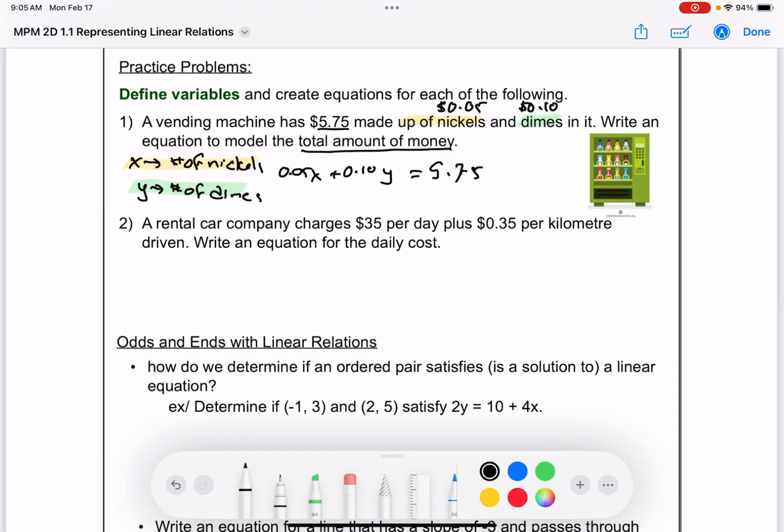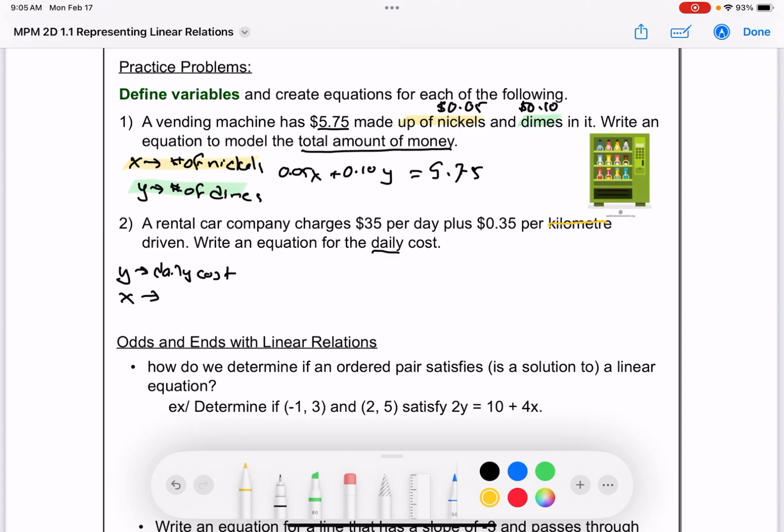The second example might be more familiar to you guys. We seem to do a lot of these in grade 9 because it's a straight y equals mx plus b equation. So what they're telling you there is it's $35 a day and then 35 cents per kilometer that you drive. And they want an equation for a daily cost, so that means 1 day, right? So one of the things that I don't know is the daily cost, right? And the cost per day is going to depend on how far I drive.